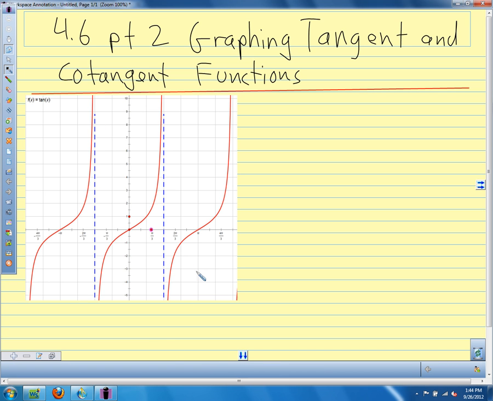So here's a sketch or a graph of the tangent function, and we'll talk about what we're seeing here as we go along, and then we'll talk about how to graph these. So a couple of important things about the tangent function.